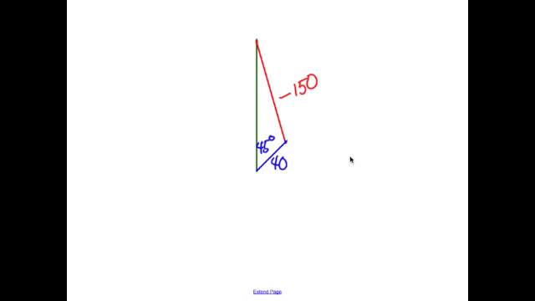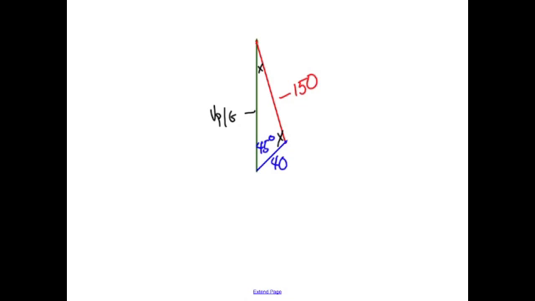Now we're just going to label some unknowns. I'm going to call that angle right there x at the top. I'm going to call this angle right here y. And this, since I know it's going to be the velocity of the plane relative to the ground, I'll call it that. So one side I don't know, two angles I don't know.